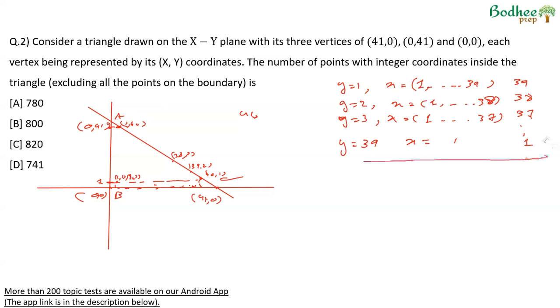So the number of solutions will be 1 plus 2 plus 3 plus 4 plus 5 up till 39. The sum of numbers till 39 is nothing but n into (n plus 1) by 2. So 39 into 40 upon 2, which will be 20 into 39, or 780 points inside the triangle.